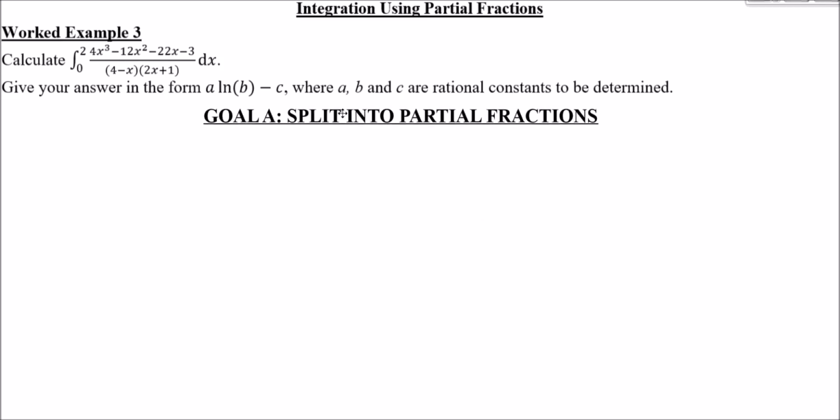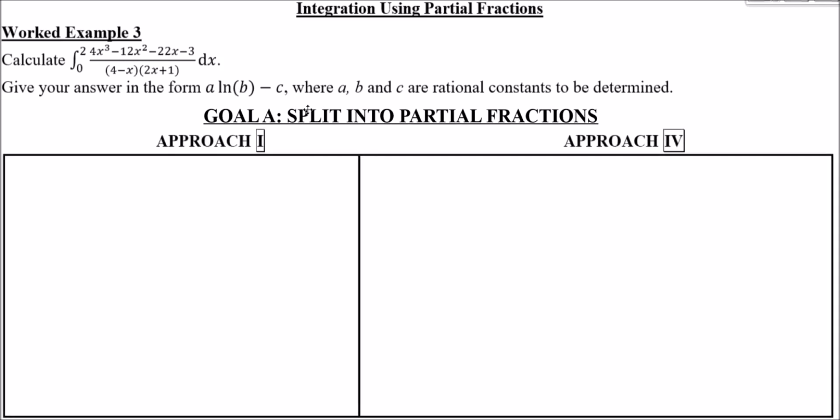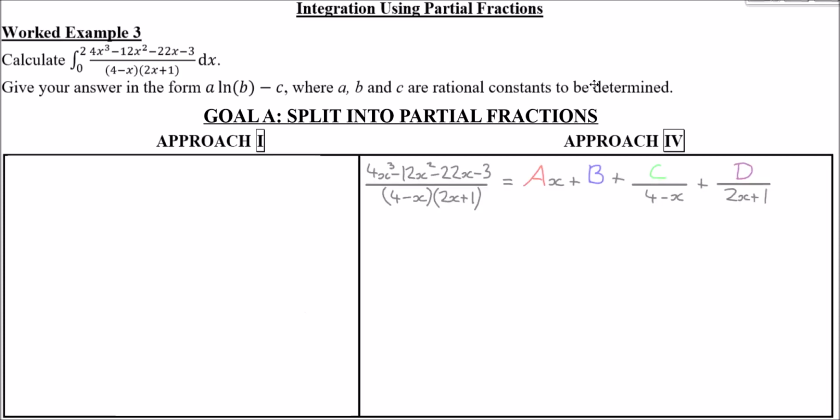So, like before, goal A, first of all, this needs to be split into partial fractions. I'm going to focus on approach 4. Approach 1, the algebraic division, I'll show briefly, but like I say, it's barely worth mentioning. So, approach 4. Write the fraction as the following. This is degree 3. This is a quadratic which has been factorized. 3 minus 2 is 1, so we need a linear term first here, a linear expression, ax plus b, and then we can go into the partial fractions afterwards.